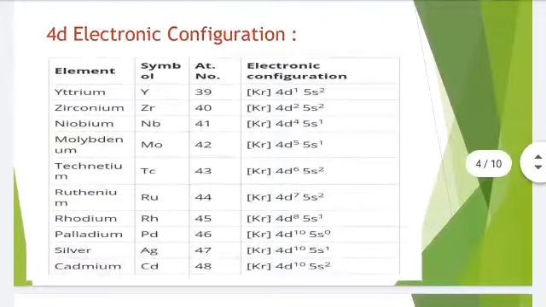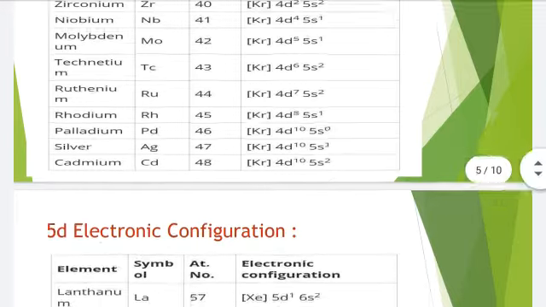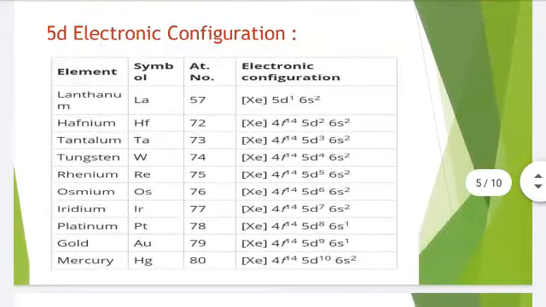4d electronic configuration. The 4d starts from yttrium to cadmium, atomic number 39 to atomic number 48. The near noble gas configuration is krypton, that is 36, and then continuous valence shell 4d 5s. The 5d electronic configuration starts from lanthanum, atomic number 57, hafnium, atomic number 72 to mercury, atomic number 80.